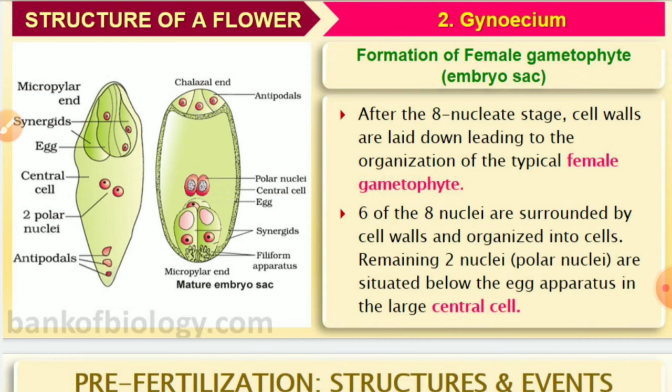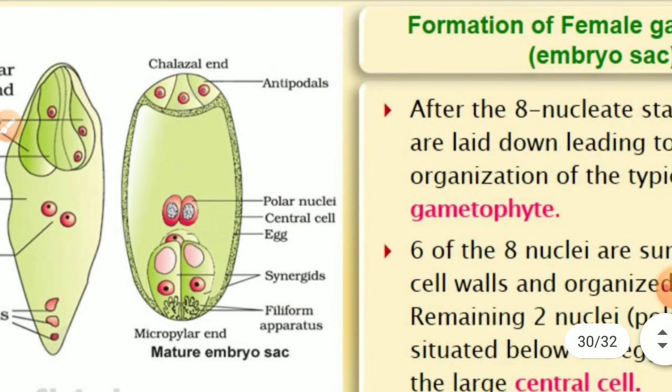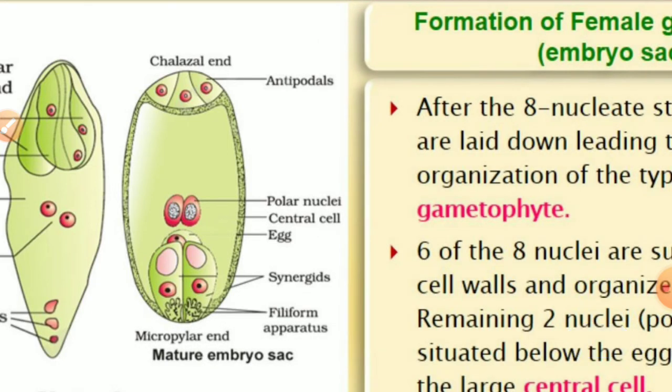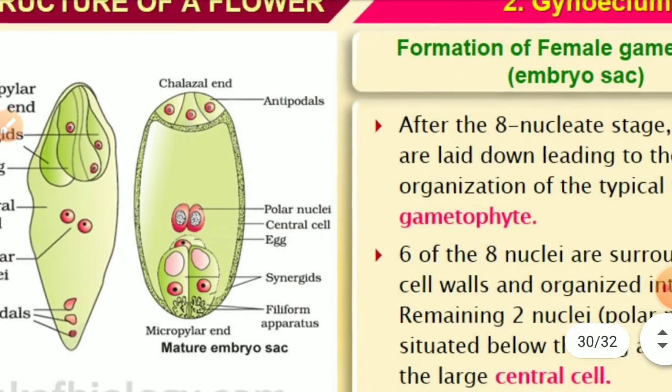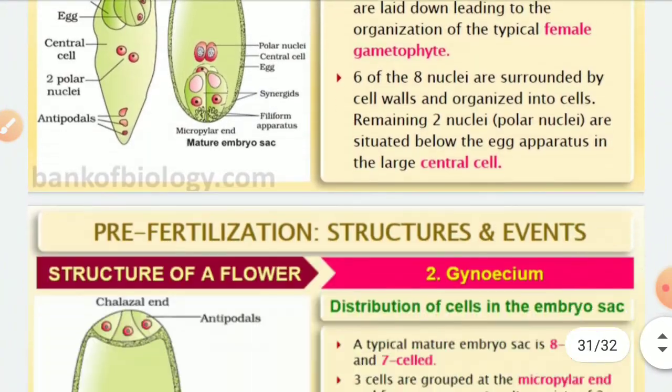A typical egg cell has this structure. See, at the chalazal end, we can see the antipodal cells, and at the micropylar end, we have one egg cell and two synergid cells. There is one filiform apparatus. This filiform apparatus holds the synergids and the egg cell, and it also guides the pollen tube towards the egg cell. Its main function is to guide the pollen tube towards the egg cell.